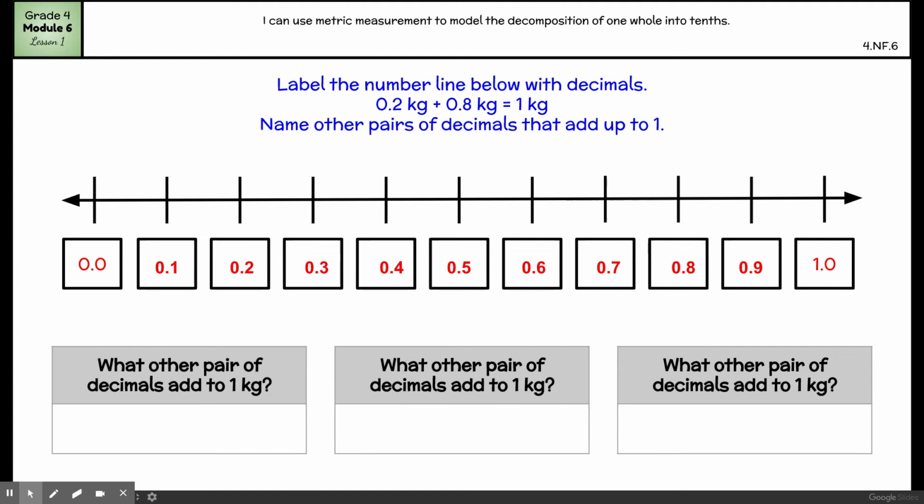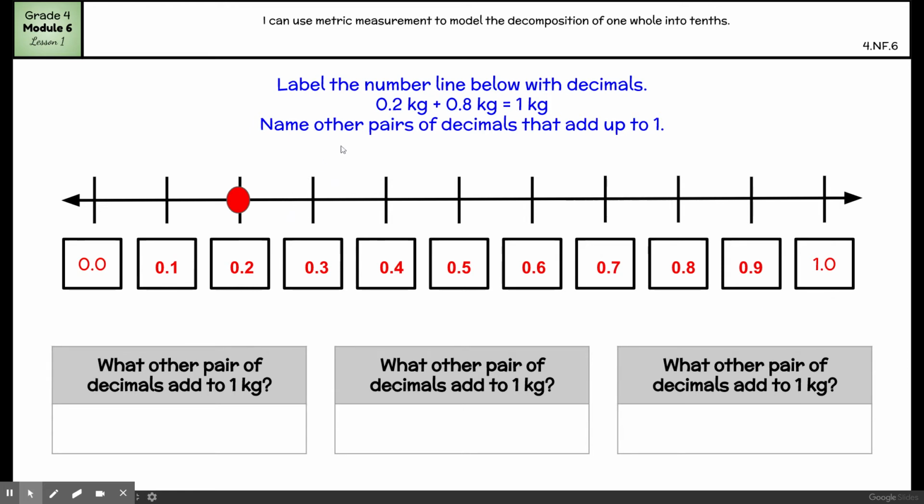All right, here are some new types of questions. Look at the directions at the top. Label the number line below with decimals. And we already did that part. And now we're going to show 2 tenths of a kilogram plus 8 tenths of a kilogram, and that equals 1 whole kilogram. And then we're going to name some other pairs of decimals that also add to 1. All right, so let's show 2 tenths of a kilogram right there, and we're going to show how we can add 8 tenths onto it to get to 1 whole.